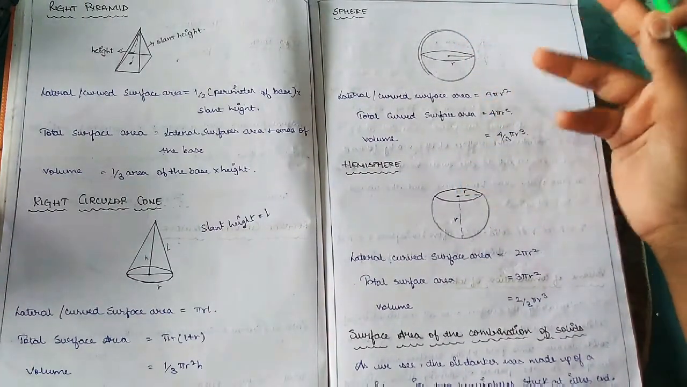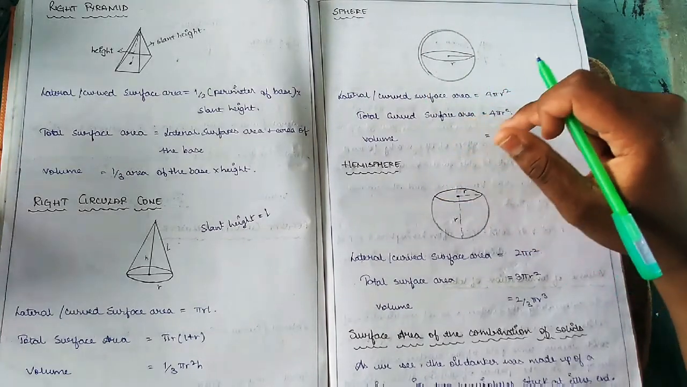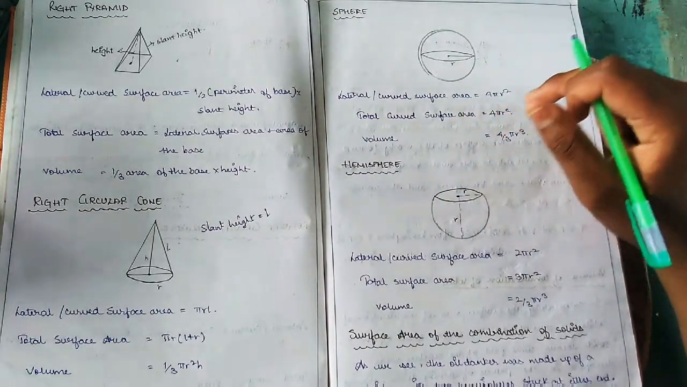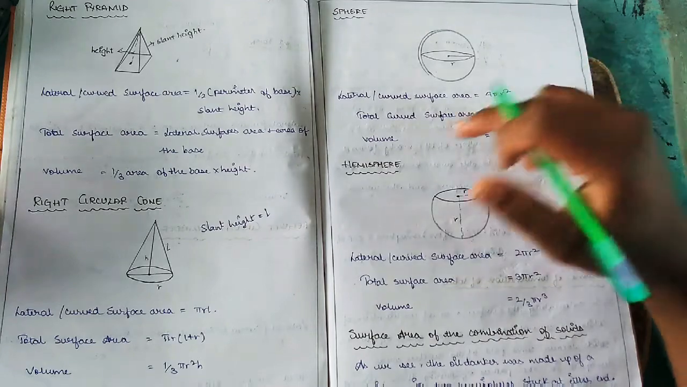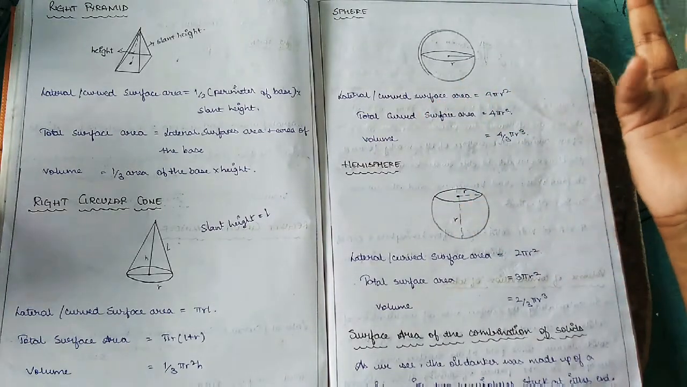So the three formulas once again we recall. Lateral or curved surface area is equal to 4 pi R square. Total curved surface area is equal to 4 pi R square. And volume is equal to 4 by 3 pi R cube.